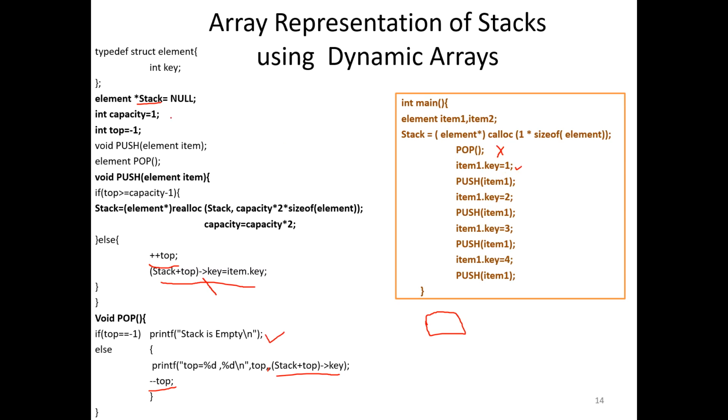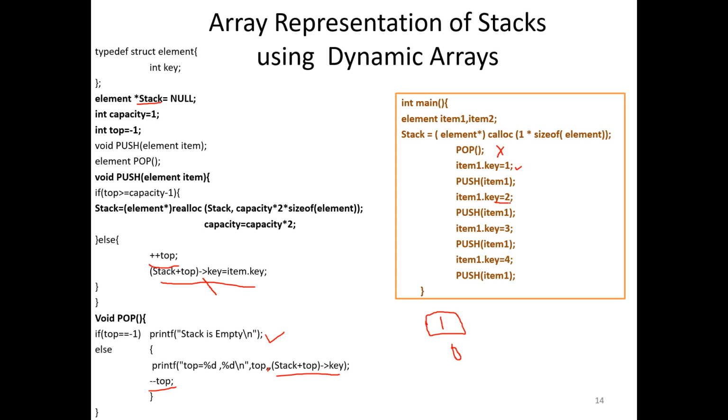Can I insert? Top value is -1. Is it equal to capacity - 1? Capacity is 1; 1 minus 1 is 0. Is the top value greater than that? No. The stack has enough space to put a new element. The new element is 1, and 1 is put here. Top was -1, now it is 0.